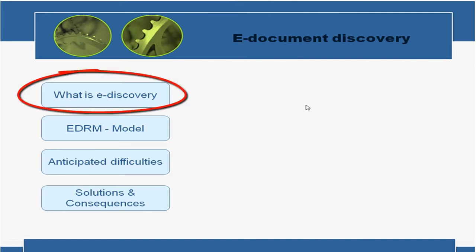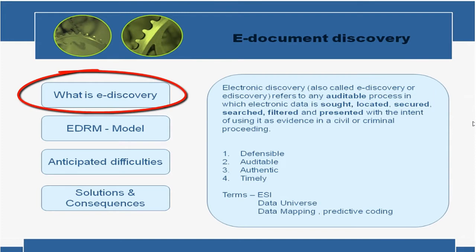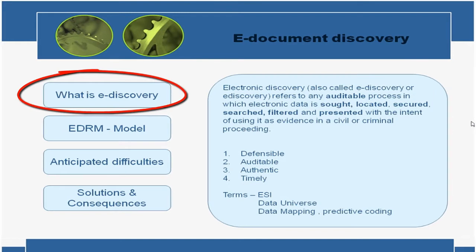Now, let's look at electronic document discovery, sometimes popularly referred to as e-document discovery. E-document discovery, also called e-discovery or electronic document discovery, refers to any auditable process in which electronic data is sought, located, secured, searched, filtered, and presented with the intent of using it as evidence in a civil or criminal proceeding.